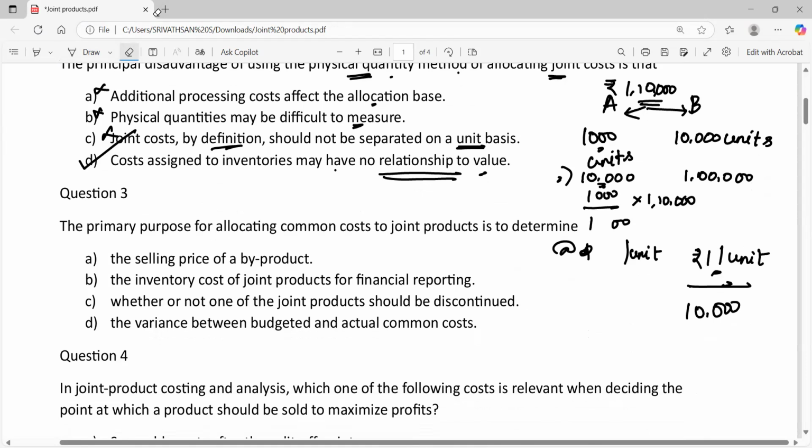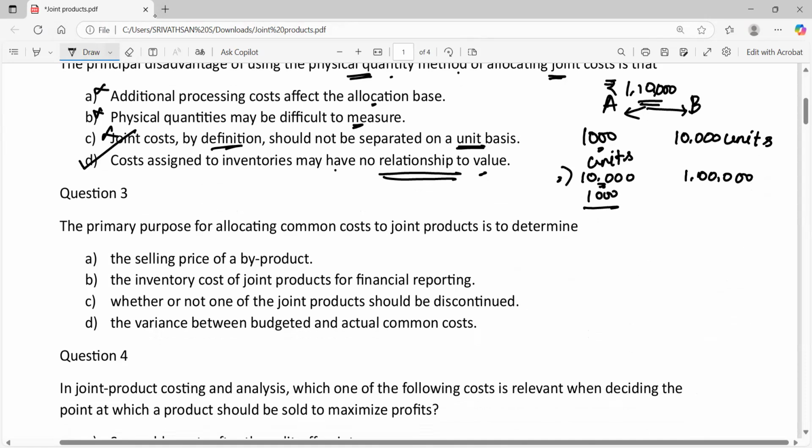Third question: the primary purpose of allocating common cost, the primary purpose of allocating common cost and joint cost are the same. The primary purpose of allocating common cost to joint product is to determine what? Is it to determine the selling price of a product? No. It is to determine the inventory cost of joint products for financial reporting. Option B is the right answer.